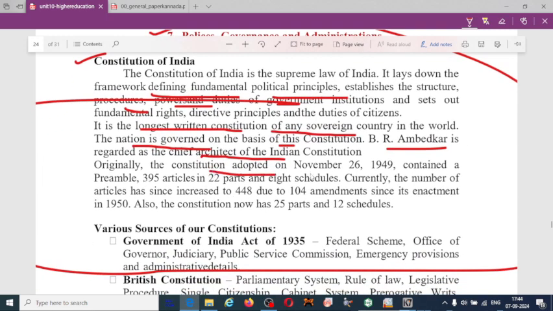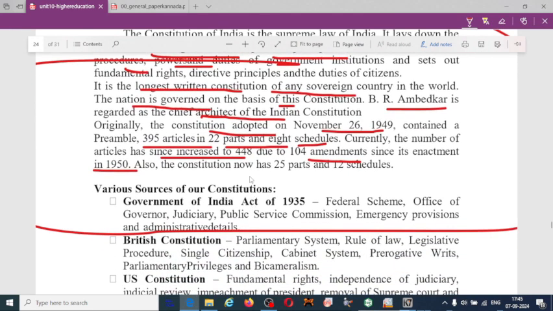Originally, the constitution adopted on 26 November 1949 contained the preamble, 395 articles, 22 parts, 8 schedules. Currently, the number of articles has since increased to 448 due to 104 amendments since its enactment in 1950. The Constitution now has 25 parts and 12 schedules.